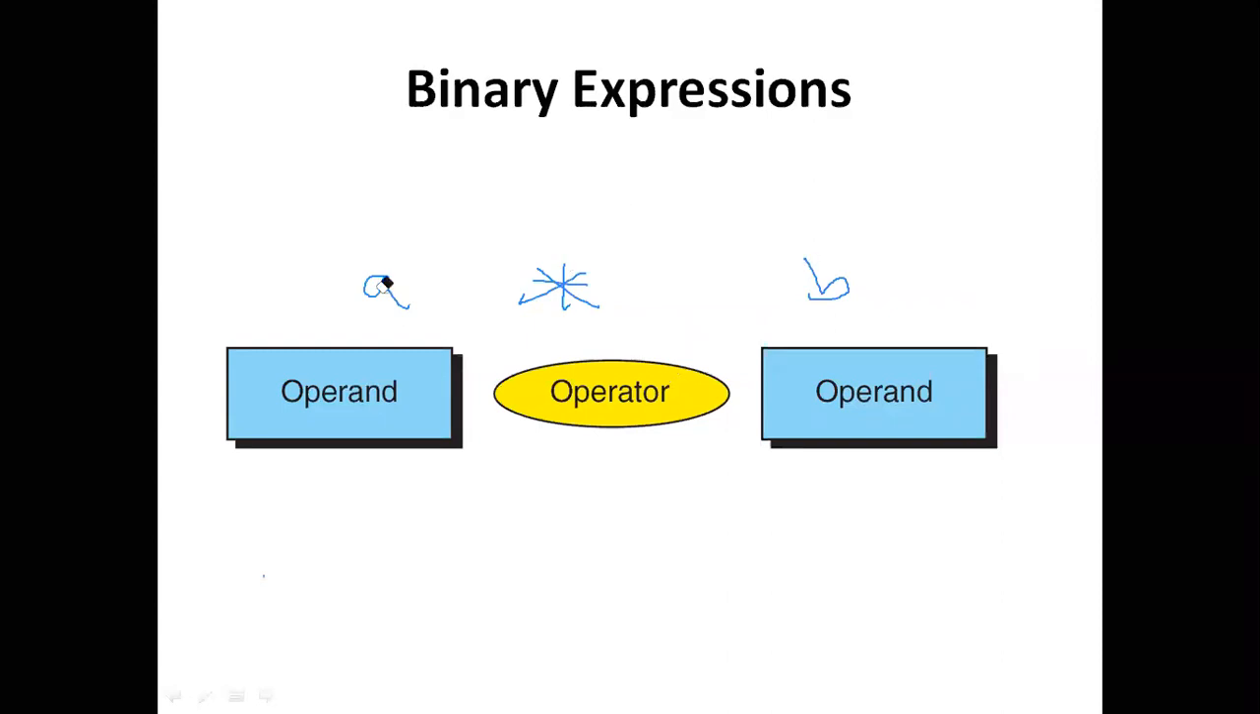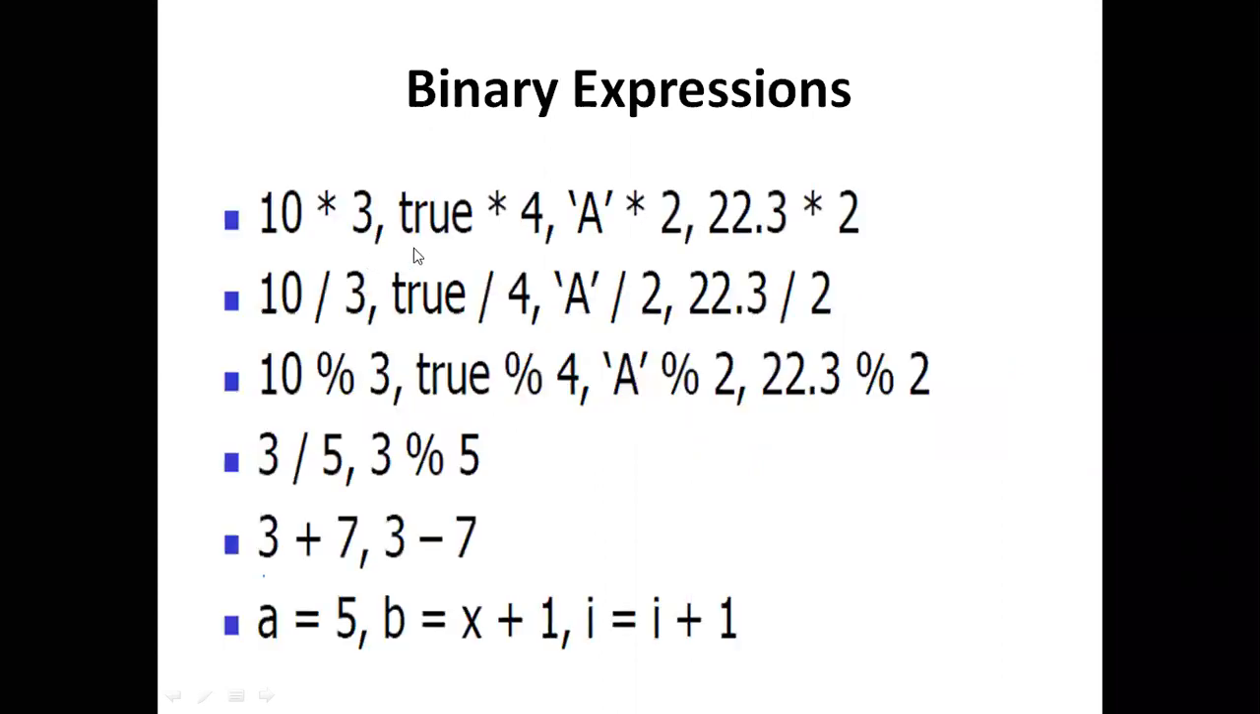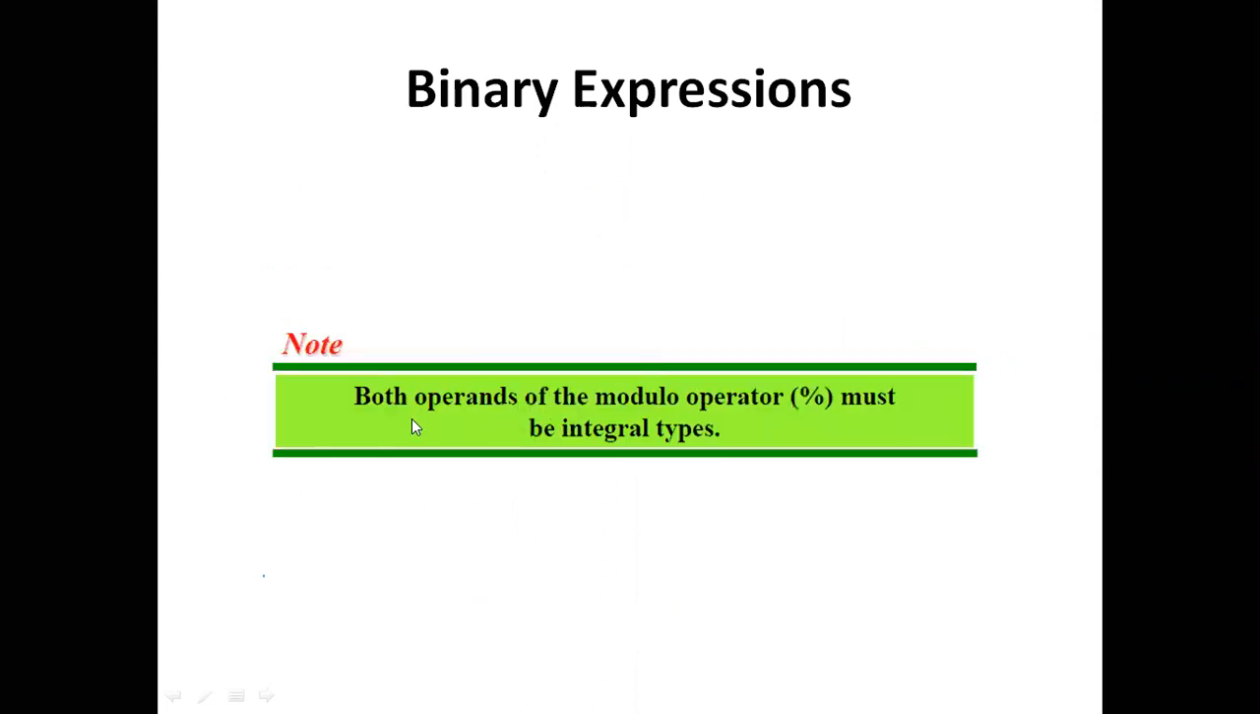This type of expression we are going to call a binary expression. 10 into 3, true into 4, and A into 2: all these examples are binary expressions.